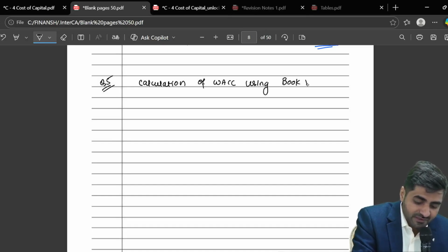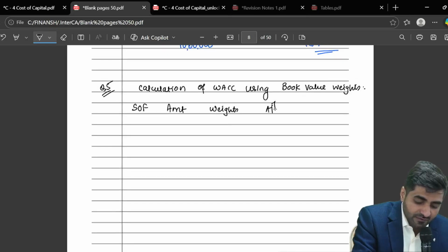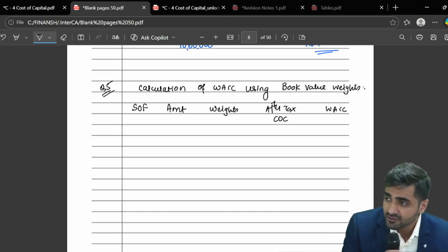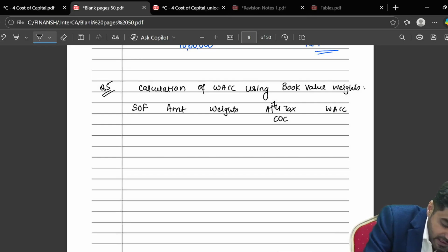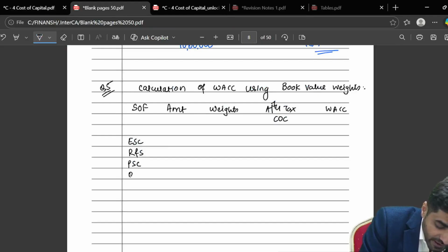Book value weights. What will be the headings? Sources, amount, weights, after-tax cost of capital, and the last one is what? WACC. Okay? Now, how many sources are there? We have 4 sources. What are the 4 sources? Equity share, reserves and surplus, preference shares, and debentures.